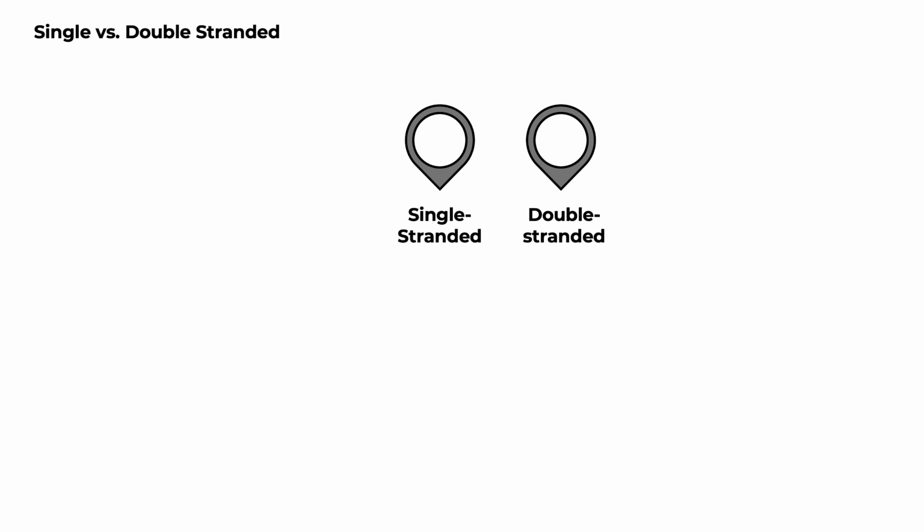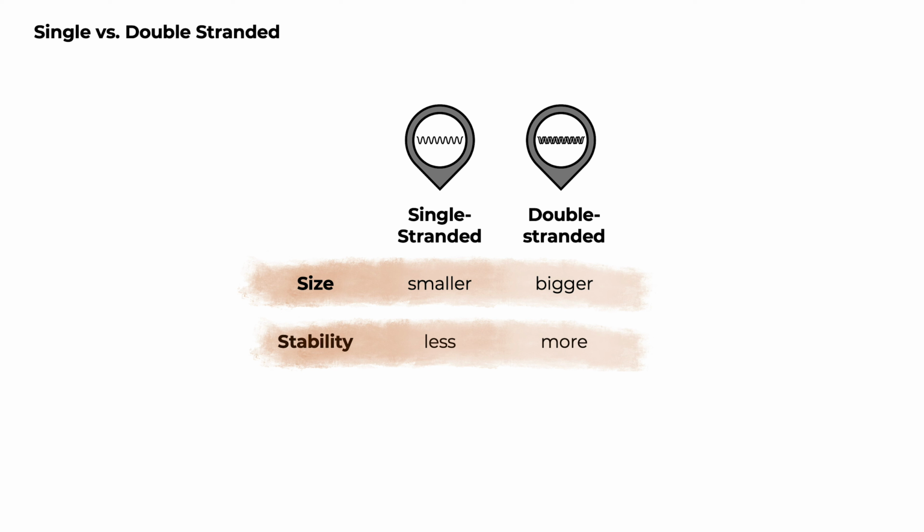Alright, the first factor that we will be discussing will be single versus double strands. A single-stranded genetic material will look something like this, while a double-stranded will look something like that. The immediate difference that we can tell is that the single-stranded genetic material should be smaller in size than a double-stranded one. Next, in terms of stability, as the double-stranded genetic material has its complementary base pair, it will be more stable than a single-stranded one.